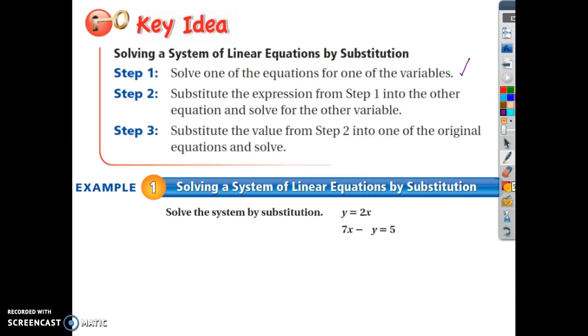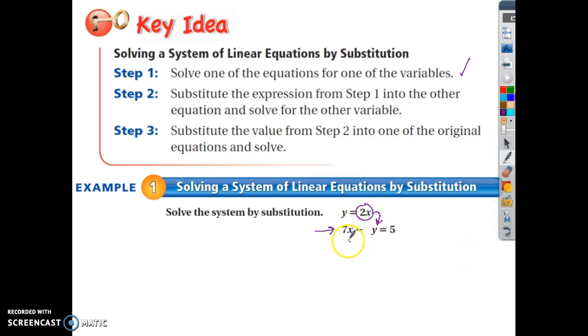Now step 2, we need to substitute the expression from step 1. So this expression here that we just found, we need to substitute that into the other equation. So we know y equals 2x. Y and 2x are the same thing, so they're interchangeable. Anywhere I see a y, I can go ahead and put 2x, and I haven't changed the equation or the expression. So down in this second equation, we'll call this equation number 2, I'm going to take that value of y, that 2x, and simply replace it everywhere I see a y.